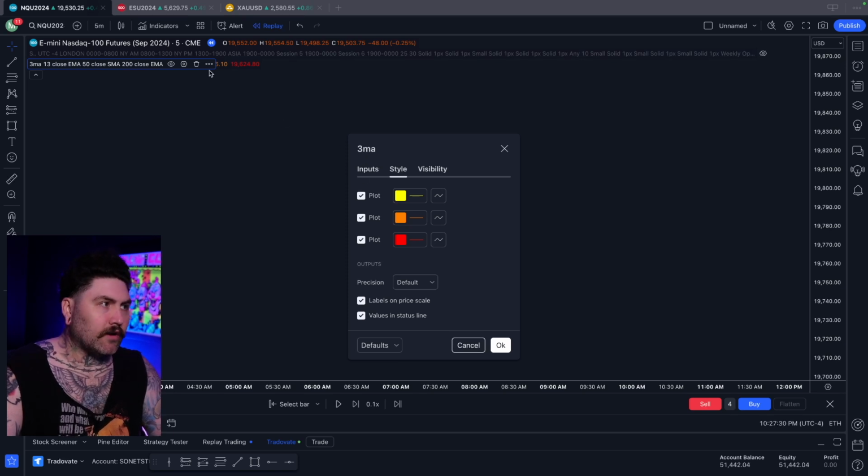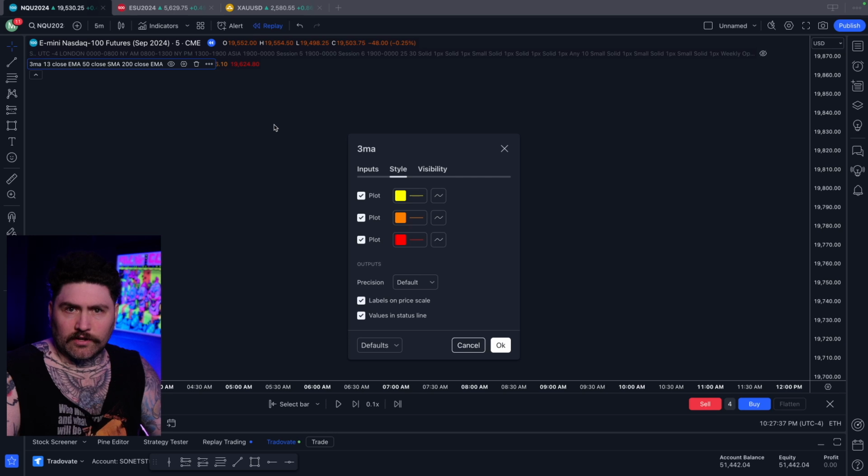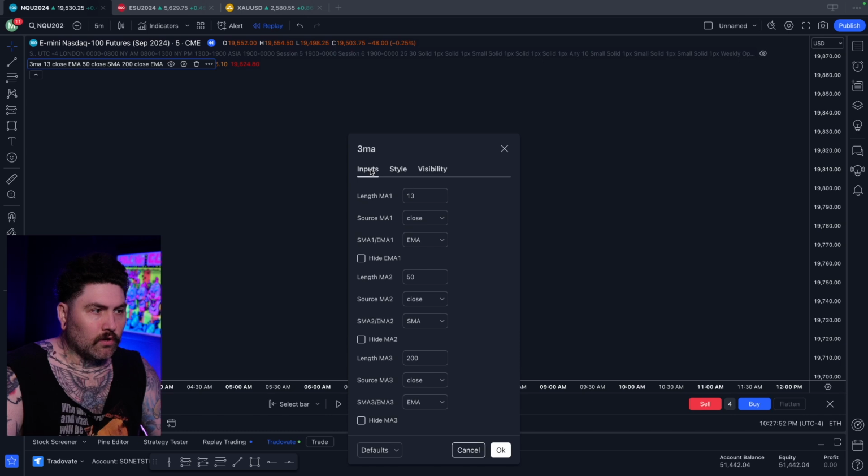This is the only indicator besides a Sessions indicator I use to let me know the Asia highs, Asia lows, London highs, London lows, things like that. But the 3MA, I leave the stock colors yellow, orange, and red. Yellow being the smallest, orange being the middle, and then red being the 200. So right here, this is important. The first one is a 13, and it is an EMA. The second is 50, but it's an SMA. It has to be smooth. And then the final one is 200 EMA.